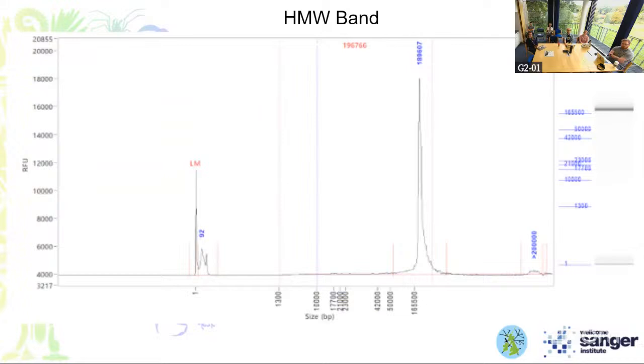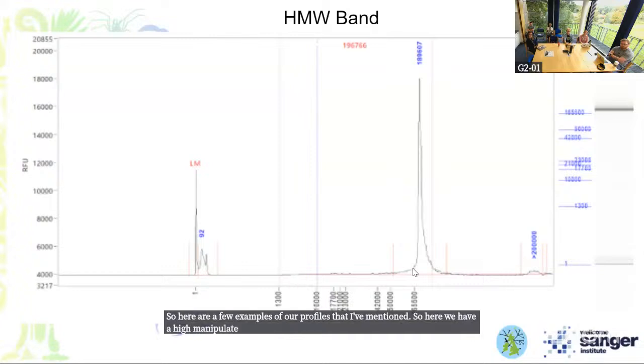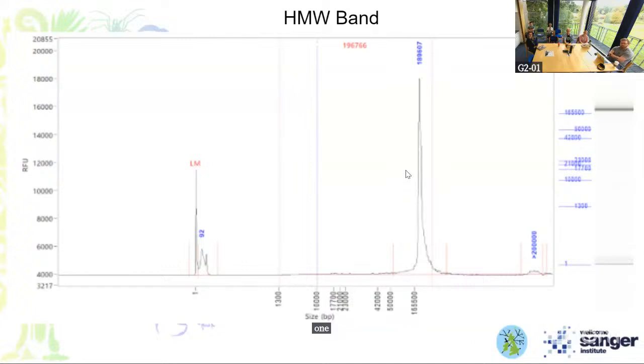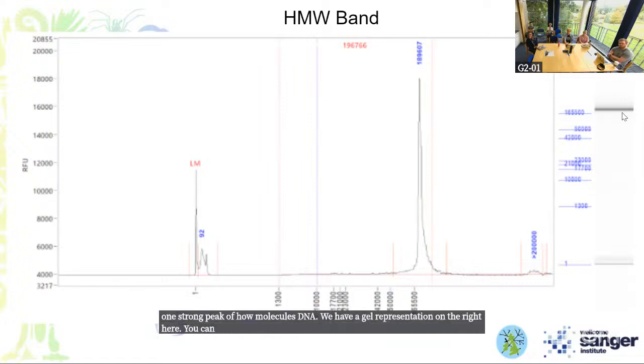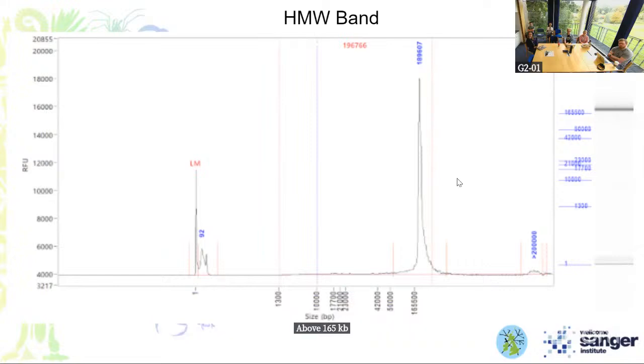So here are a few examples of our profiles that I've mentioned. So here we have a high molecular weight band, sort of one strong peak of high molecular weight DNA. We have a gel representation on the right here. You can see the nice strong band above 165 kb. So this is almost the perfect DNA extraction for us.